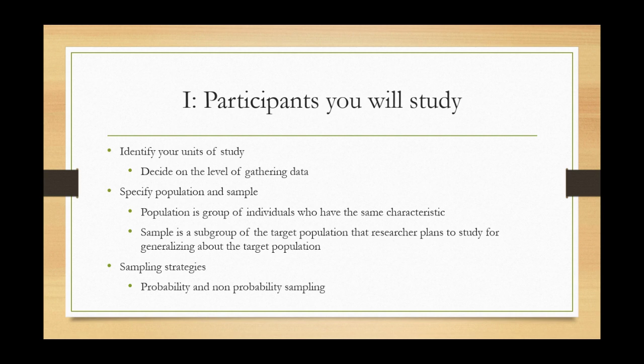So you can have a larger population that has common characteristics. Then from the larger population, you can target certain people that are available for your study. From that target population is where you select a few to represent the population. That is what we call a sample. So what's a sample? A sample is a subgroup of the target population that the researcher plans to study, and for generalizing about the target population.